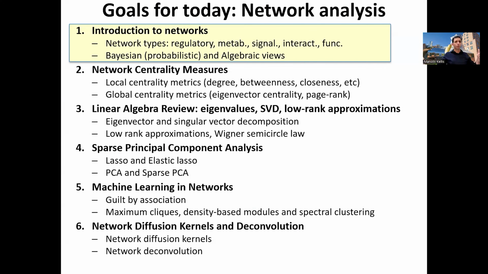Everybody with me here? So first, we're going to look at all of the different network types: regulatory networks, metabolic networks, signaling networks, interaction networks, functional networks. We're going to look at both the Bayesian, probabilistic, and the algebraic views of these networks. Then we're going to discuss a little bit about network centrality, and do some linear algebra review to understand eigenvalues, singular value decomposition, low rank approximation. Then we're going to look at principal component analysis. And then we're going to look at some modern machine learning in networks, introducing graph neural networks that you are going to be seeing again in the subsequent lectures. And we're probably going to skip that part.